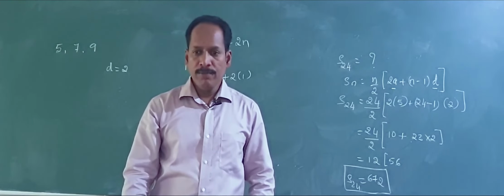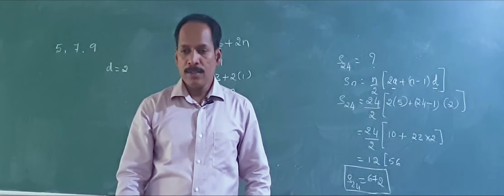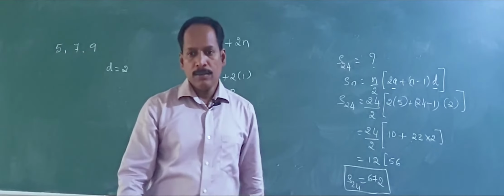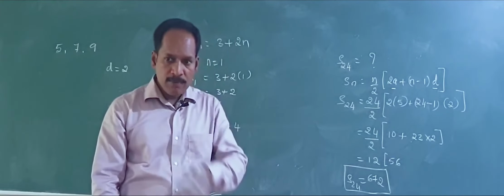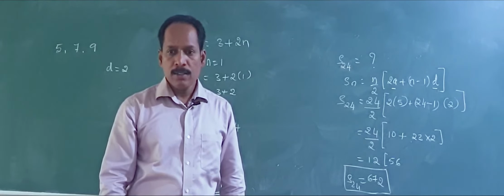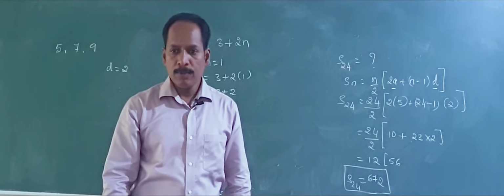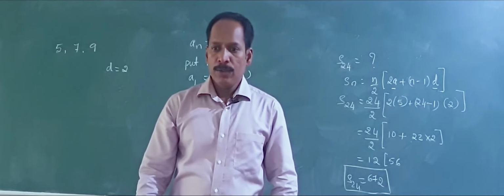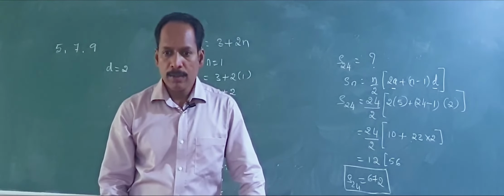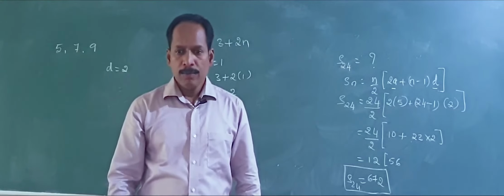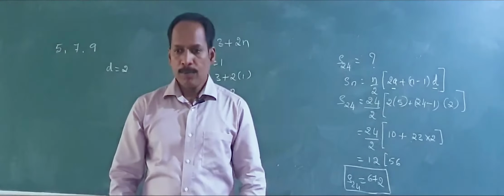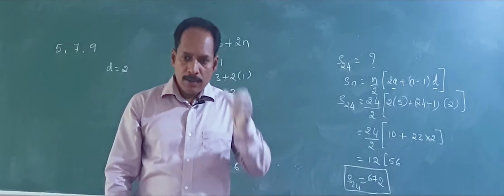A manufacturer of TV sets has produced 600 sets in the third year, 600 TVs in the third year, and 700 sets in the seventh year, assuming that the production increases uniformly by a fixed number every year. So find the production in the first year, first question. The second one, find the production in the 10th year and the total production.